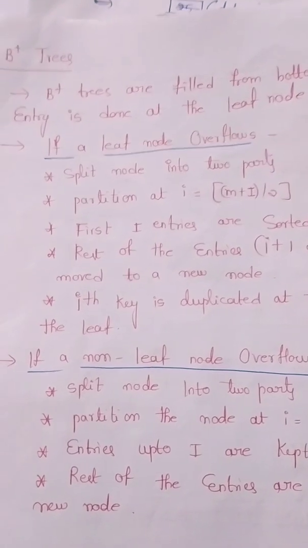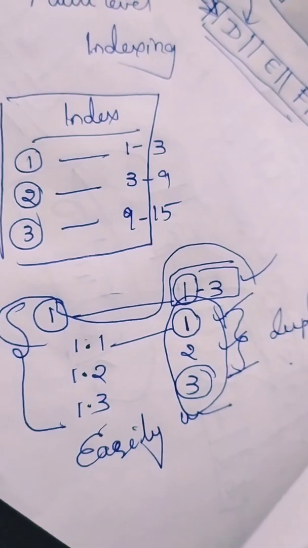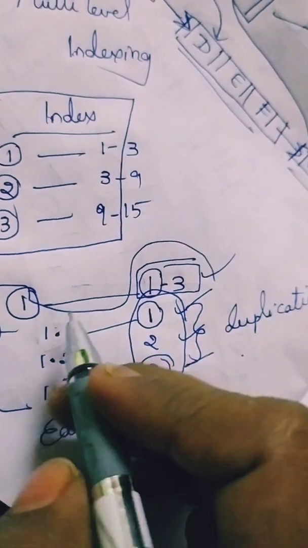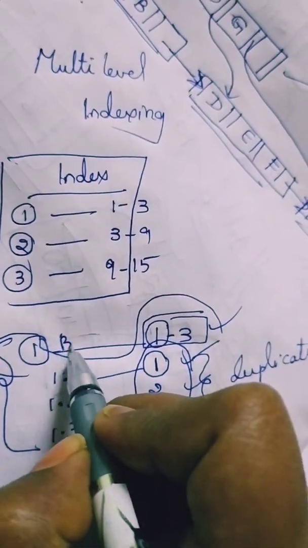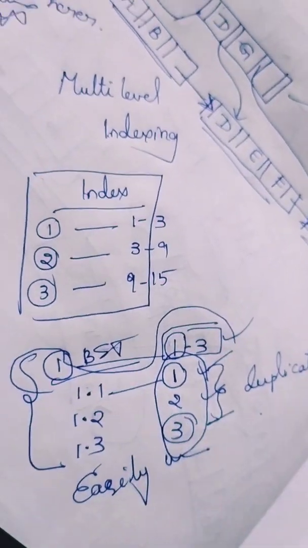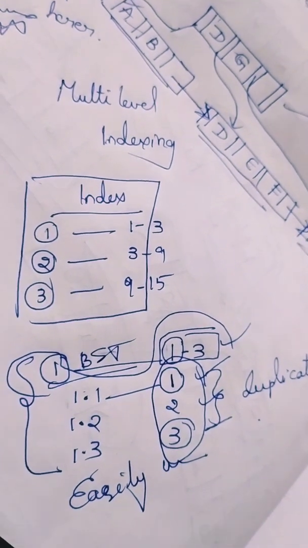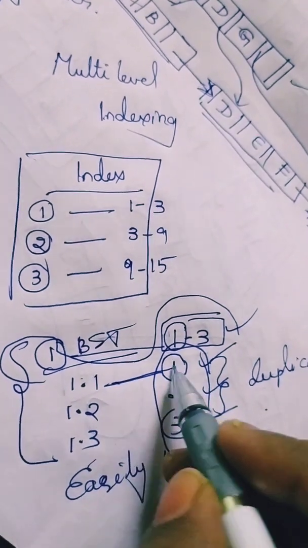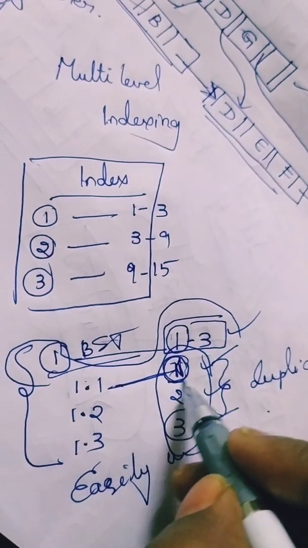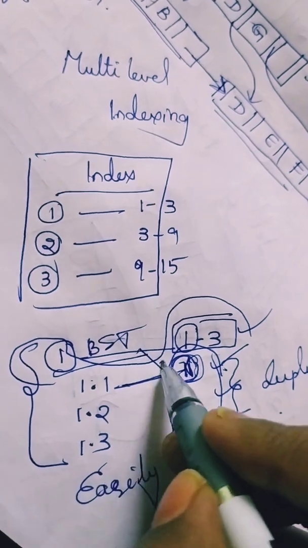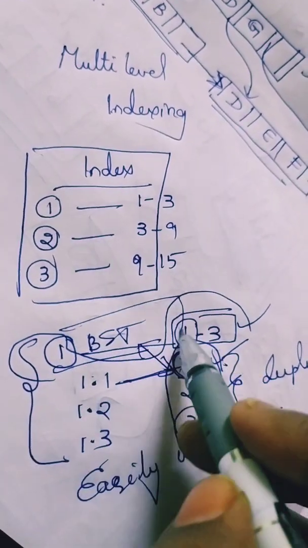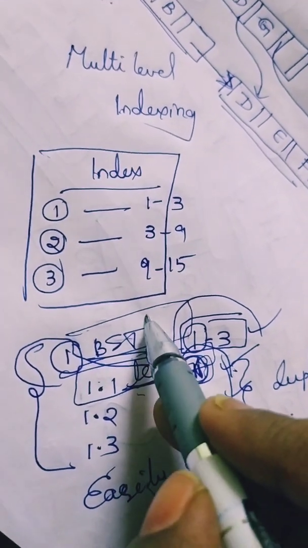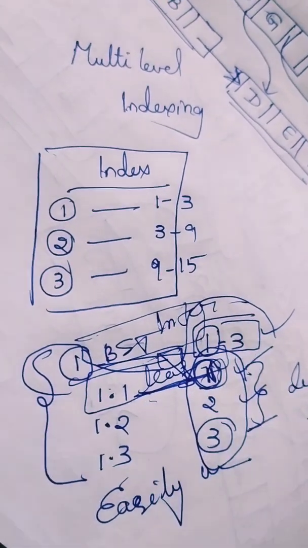In the first textbook example, the first page number is placed in front of the first chapter. Like the first chapter is BST, so in front of the first chapter, the first page is already there, but in 1.1 again the first page is placed. So this is nothing but the duplication. Here this is the address pointer, this is the main topic, so this is nothing but the leaf node, and this is nothing but the internal node.